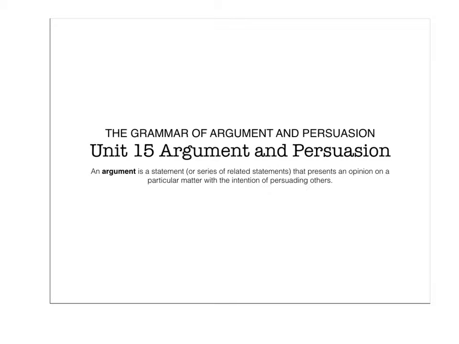The Grammar of Argument and Persuasion. Unit 15. Argument and Persuasion.